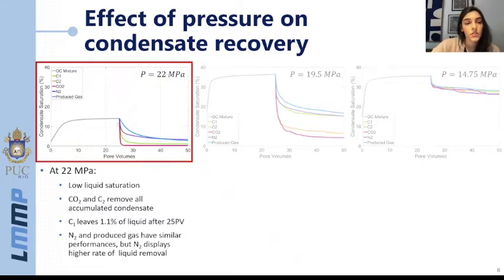So after the injection of the reservoir fluid, we have only around 15% of liquid. And this happens because we're really close to the dew point pressure and the liquid dropout is low.